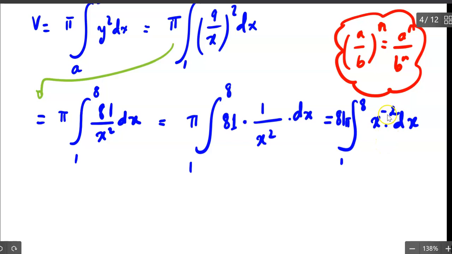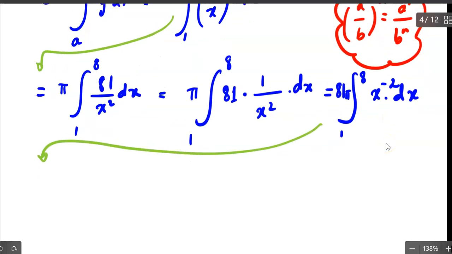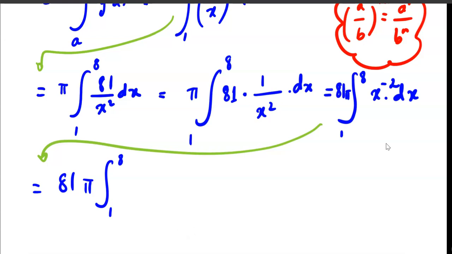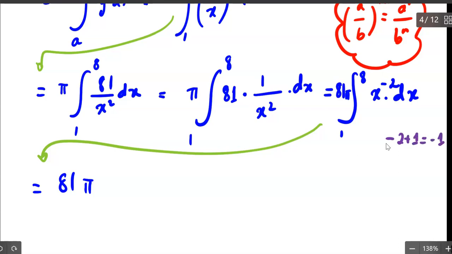That means I will have to take the exponent, add 1, and divide by the result. Okay, so over here I should get 81 pi multiplied by the integral from 1 to 8. But I am going to integrate now, so I'm going to take this integral sign off. So make sure that no more integral sign. It means that you take minus 2, right? Minus 2 plus 1, isn't that minus 1? You divide by the result. Therefore, I will write it like this.